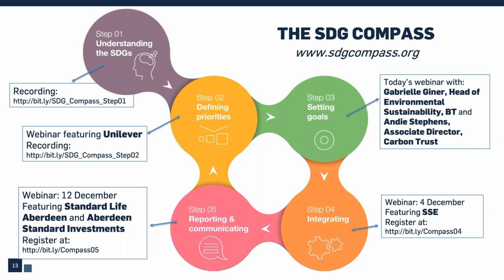And then step 2 is defining priorities. And that entails looking at your value chain, looking at the SDG targets, looking at your positive and negative impacts, and identifying where you really need to act. Today, we're going to be talking about setting goals. Having defined your priority areas, it's our view that it's incumbent upon you to set some targets and really have an impact on those priority areas.